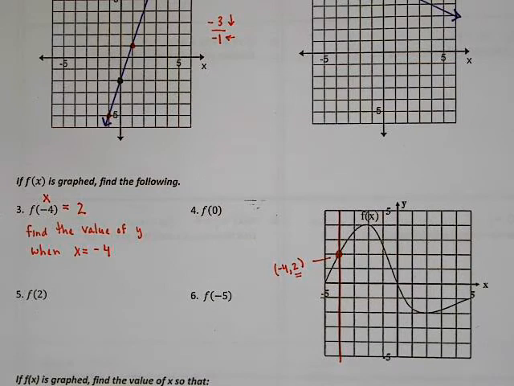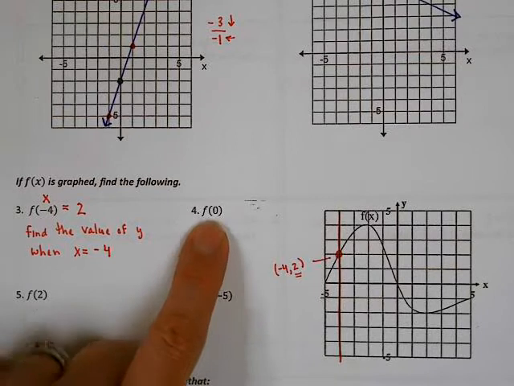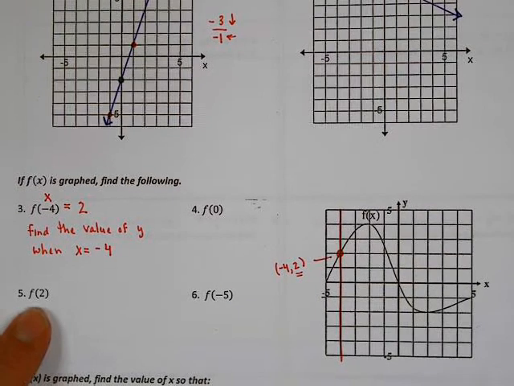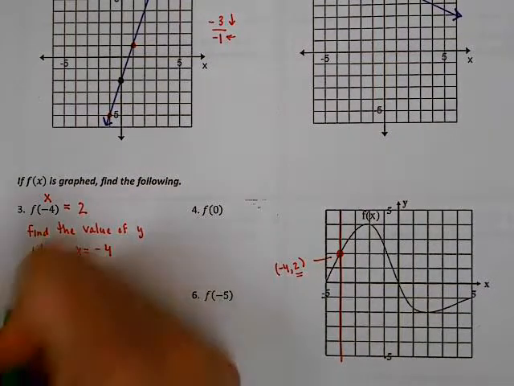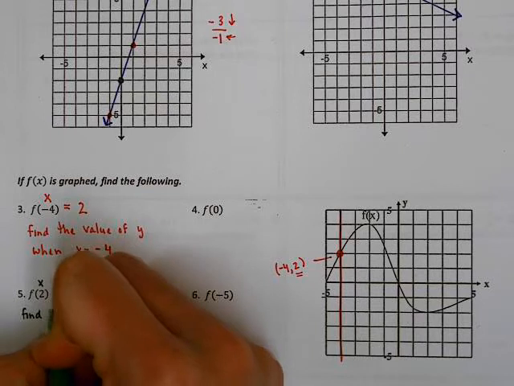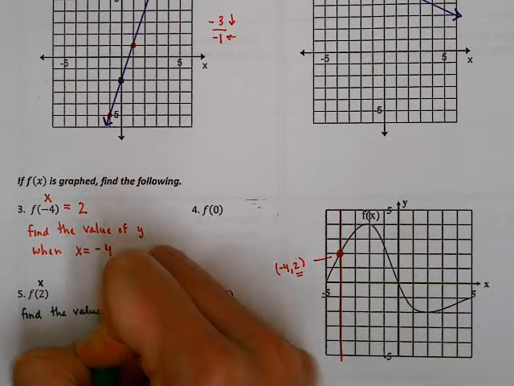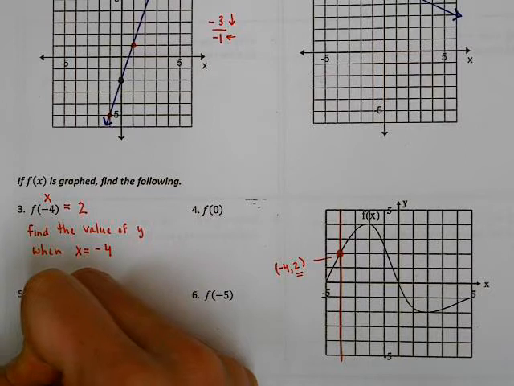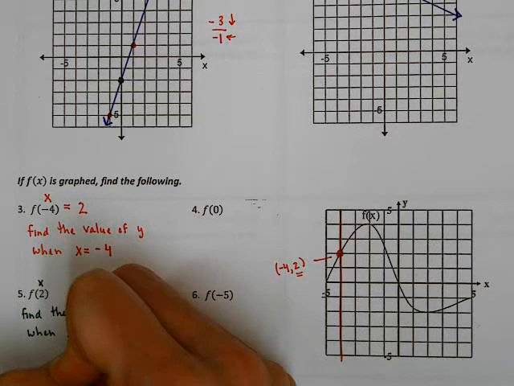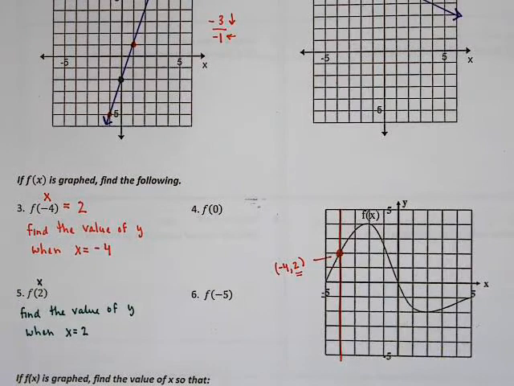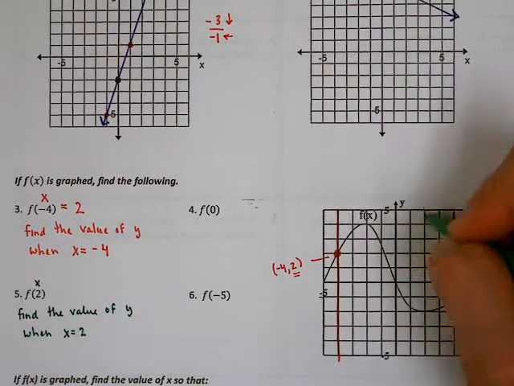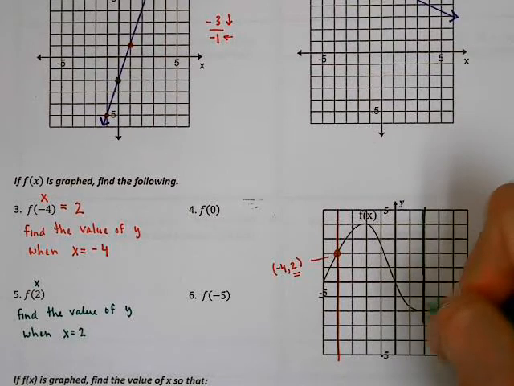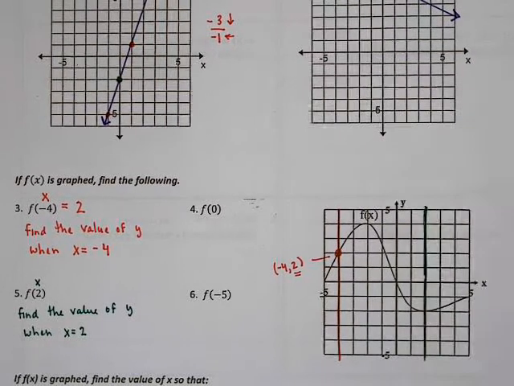Okay, let's try a different one. I'm going to skip this one for right now. Let's look at f of 2. So again, I know my x value is 2, so I'm trying to find the value of y when x equals 2 now. So I'm going to go back to my graph. I know x equals 2. Let's say it's 2 steps to the right of the origin. So I know any point on this vertical line has an x value of 2.